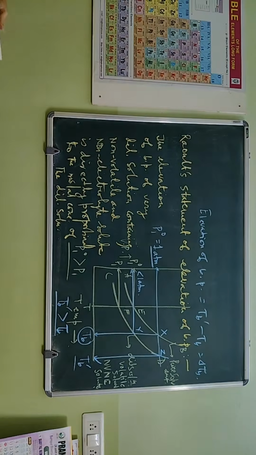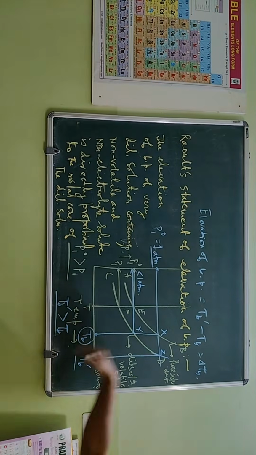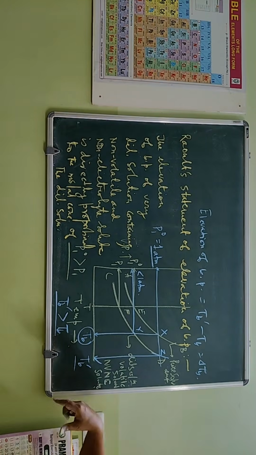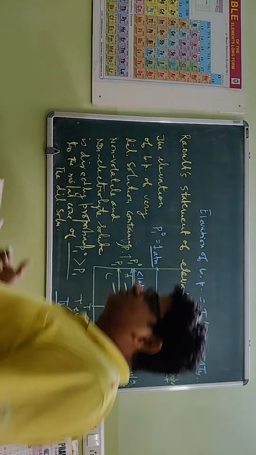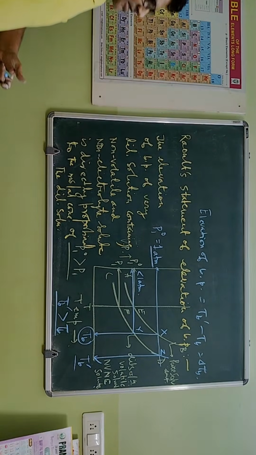So this is the statement, and from this graph it is very clear to us that as we add a non-volatile and non-electrolyte solute, the boiling point increases. The physical phenomenon of this type of rise of boiling point can be illustrated easily.